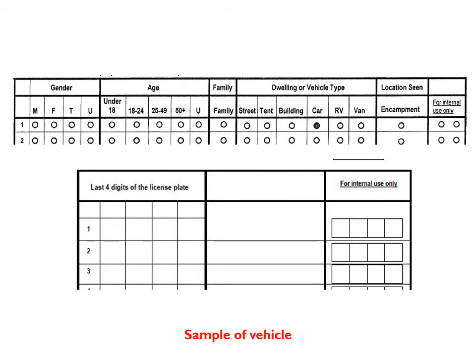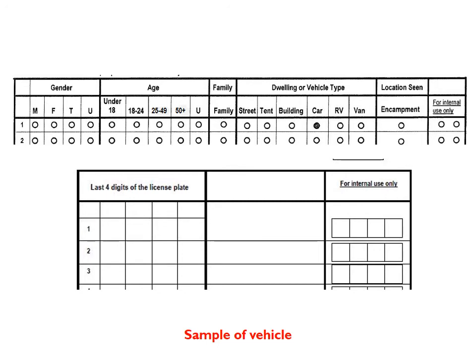Next would be a sample of a vehicle. I reviewed earlier some signs to look for vehicles that are inhabited by homeless individuals. Now I'm going to review what to do if you see one. Likely, if you see a vehicle, you won't necessarily know how many people are in there. So it's okay to just put one line and circle in a bubble for car. If you're able to see 2 people and you can guess their gender and age, you can go ahead and fill in a line for each person and fill in the bubble for car on each line.